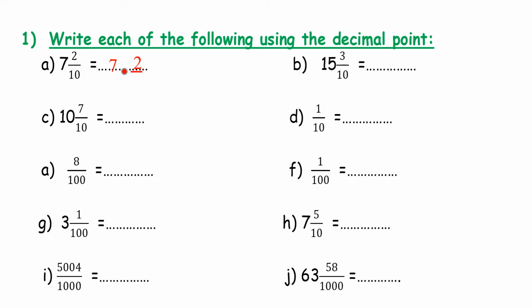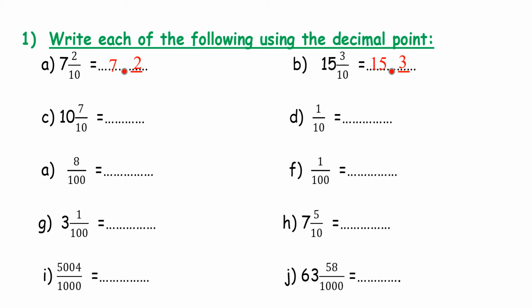Number B, 15 and 3 out of 10. I have in the denominator 10. That means I'm going to put the decimal point and just one decimal place after the decimal point. Okay, and I'm going to write 3 in this place, and the whole number will be 15.